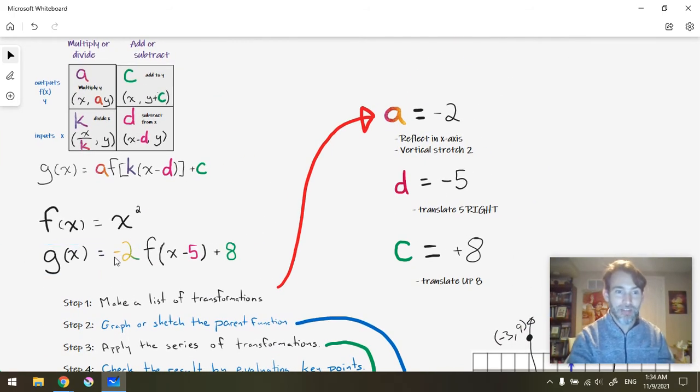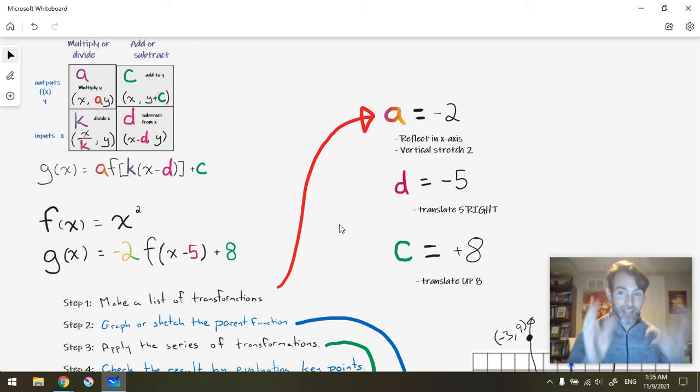So when I have g of x is equal to negative 2 multiplied by f of x, this is negative 2, this is multiplying the output of f of x. So that's going to be multiplying my y values. The effect of that negative is going to reflect things in the x-axis, and that's going to give things a vertical stretch of 2.